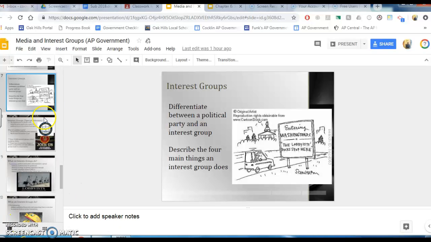Okay, everybody, welcome back. Today we're going to talk a little bit about interest groups, finish up talking about that. Then we're going to move on to public opinion. Please make sure you're taking notes as you're going along through this and going over this stuff today, because we are going to take our test on Friday over this material.